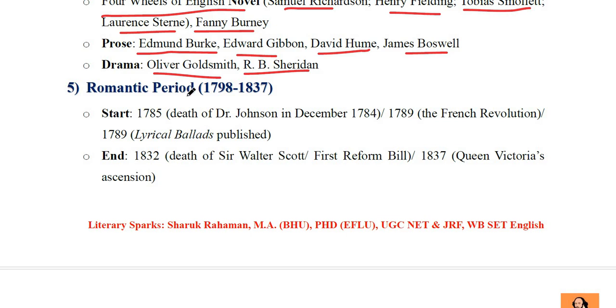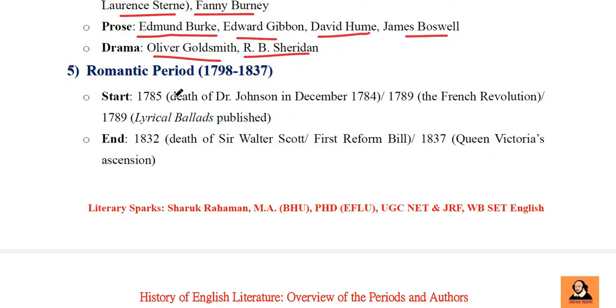Next comes the Romantic period, which spans from 1798 to 1837. Now, there are controversies regarding the beginning and the ending of this period. So, many years are actually considered. First is 1785. When Dr. Johnson died in December 1784, critics think that the Age of Sensibility came to an end and the Romantic period begins in 1785. Some people also consider 1789, when the French Revolution began, and even some people consider 1798, sorry, it should be 98, when the Lyrical Ballads was published.